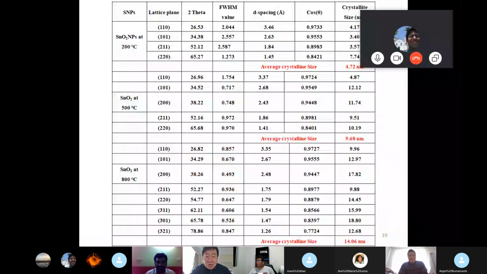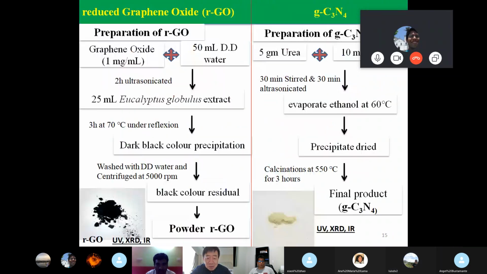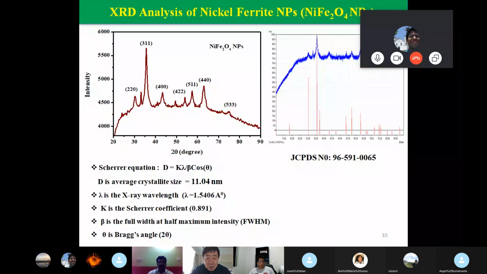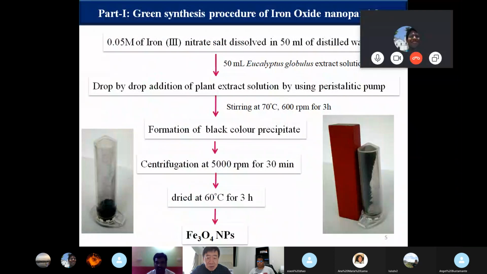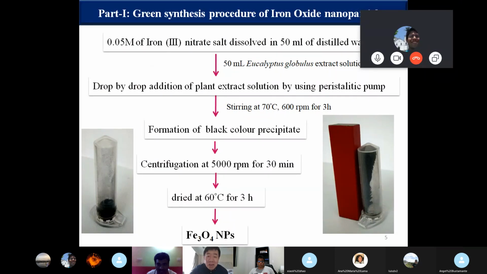Anyhow, for the iron oxide nanoparticles from cotton pills extract, what do you use as the starting material for making the iron oxide nanoparticles? Could you show the process again? For the iron oxide nanomaterial, you start with the iron nitrate salt. Sir, I didn't get it. What is the starting material you used for making the magnetite? Iron nitrate nonahydrate, Fe(NO3)3·9H2O.